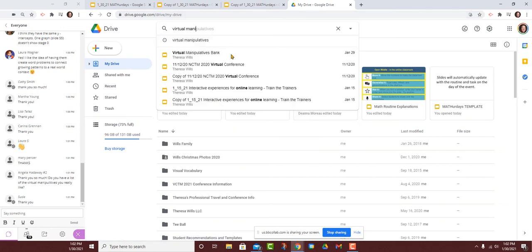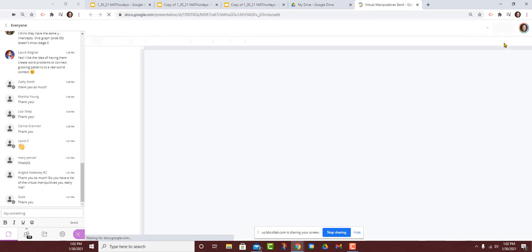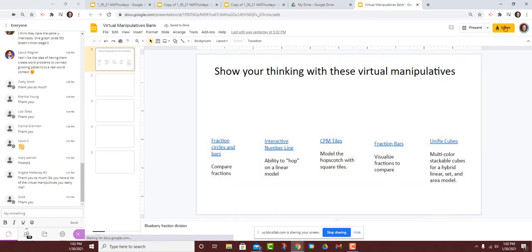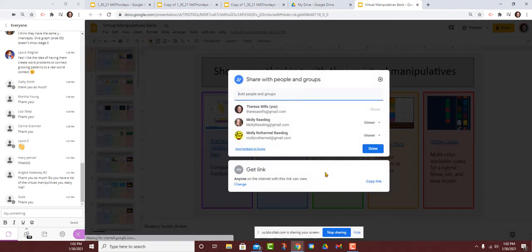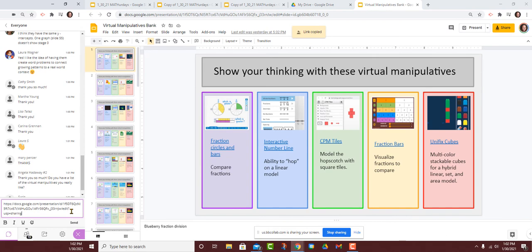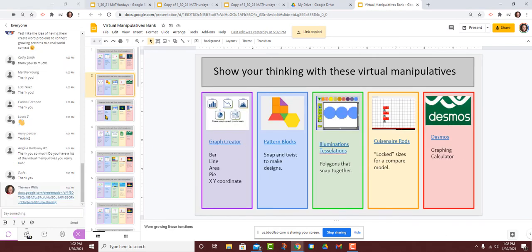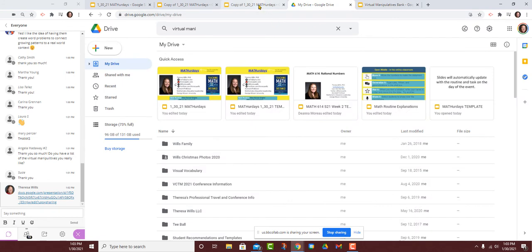I have an answer to another question. Someone asked, are there virtual manipulatives that I like? This is what I use with coming up with each task. These are just different virtual manipulatives based on the task. So I'll give that to you. You can view it and see, and it's always adding.